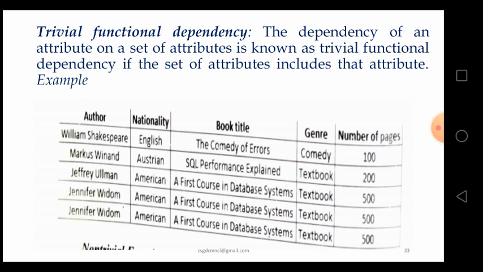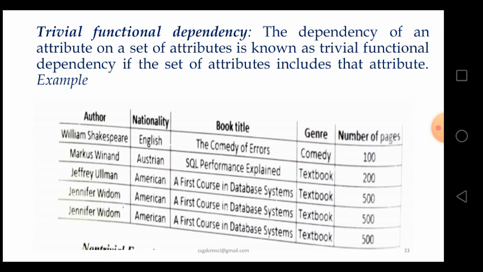Trivial functional dependency. What is a trivial functional dependency? The dependency of an attribute on a set of attributes is known as a trivial functional dependency if the set of attributes includes that attribute.